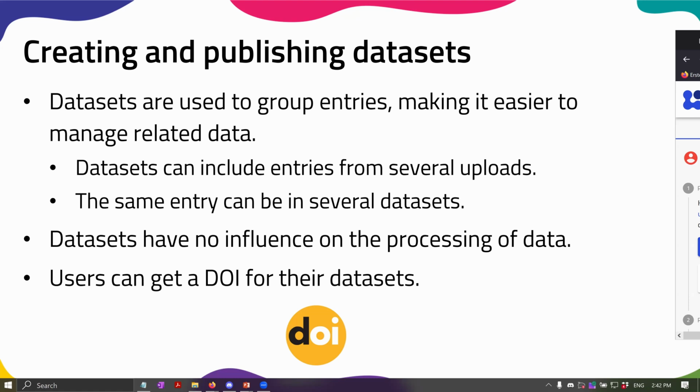We can move to the final step, which is creating and publishing datasets. And this is the part where you get a digital object identifier. As mentioned earlier, datasets are used to group entries together. So you create a set of curated and related data, and you can publish them with a DOI. Datasets can include entries from various uploads or just from the same upload. And also one entry can be in different datasets.